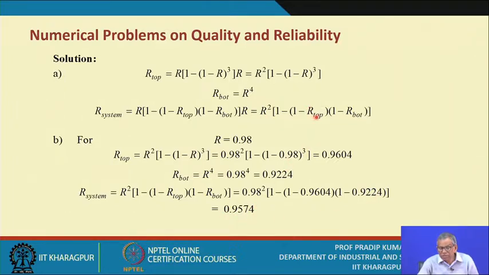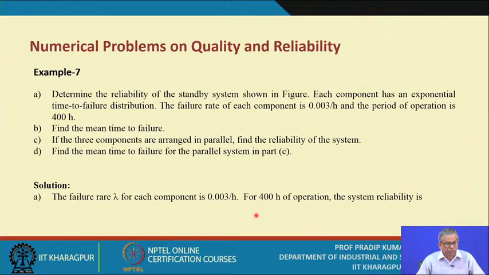This is known, this is also known, and ultimately the overall system's reliability is found as 0.9574. Okay. Now let us talk about the next example. Determine the reliability of the standby system shown in the figure.